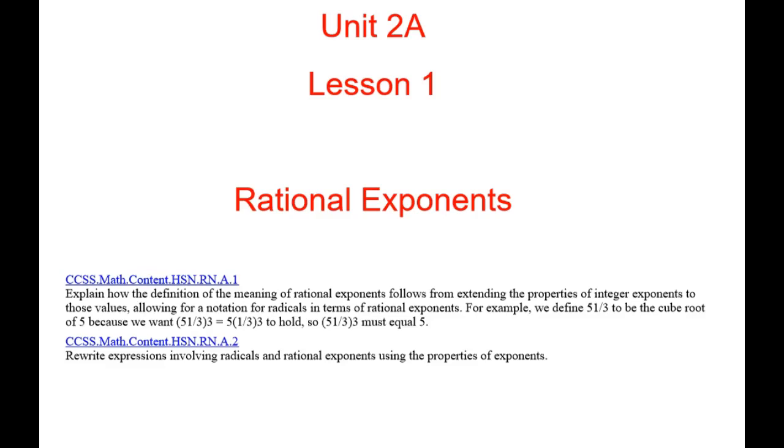Unit 2A, Lesson 1, Rational Exponents. In this lesson, we're going to use the same ideas we talked about earlier in the year when dealing with integer exponents, simplifying those exponential expressions. The process is going to be the same. Now we're just going to deal with fractions in the exponents.